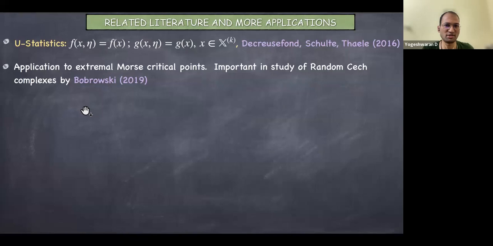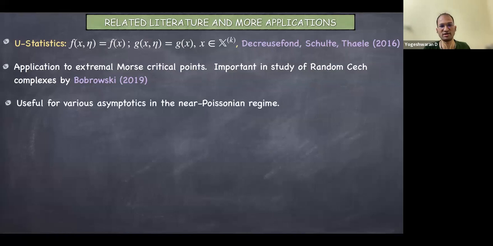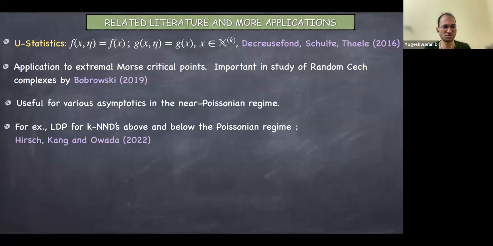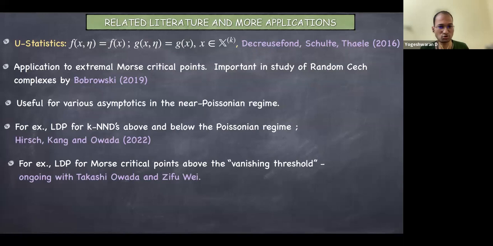And another point I said earlier is that it can be used to get a lot of asymptotics close enough to Poisson. Need not always be Poisson, but even around Poisson, you can use the bounds. This is what was done by Hurst, Kang, and Owada for nearest neighbor distances. And with Owada and another student, Zifu, we are doing it for Morse critical points. So close enough to the Poisson regime also, you can apply our bounds and still these are useful.